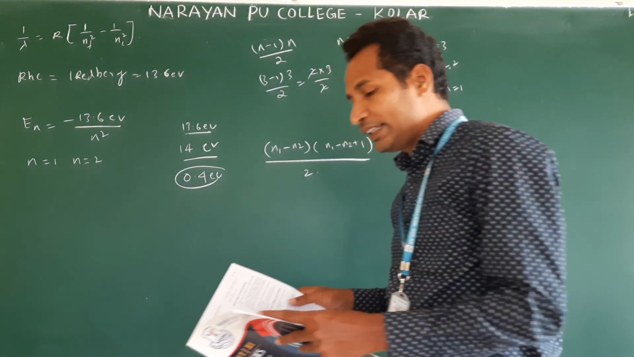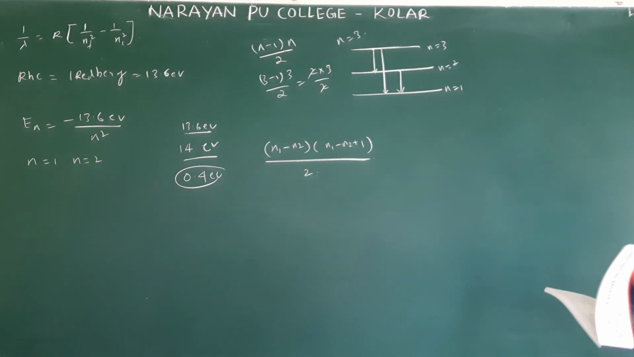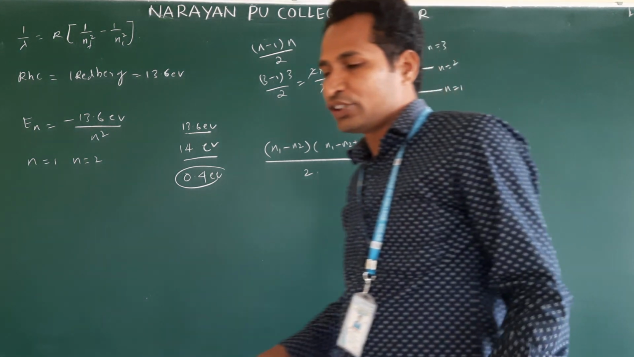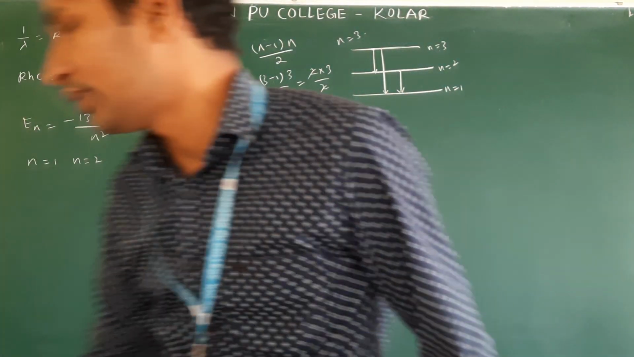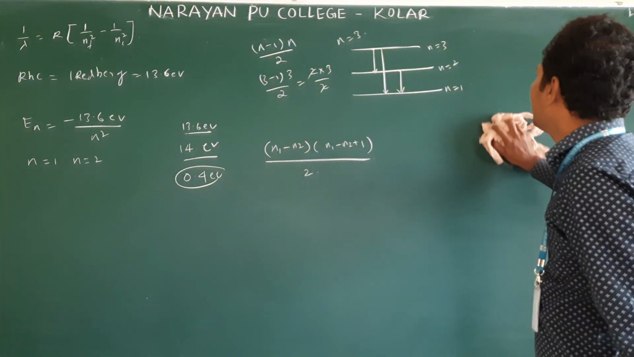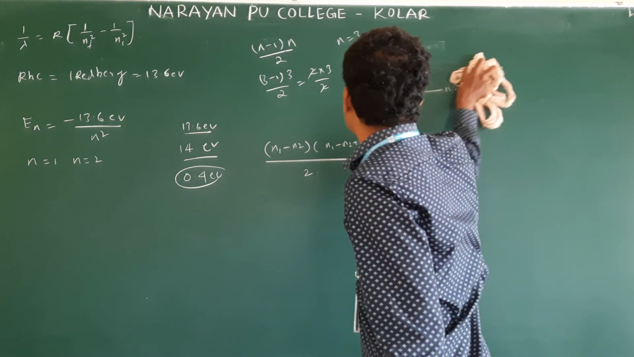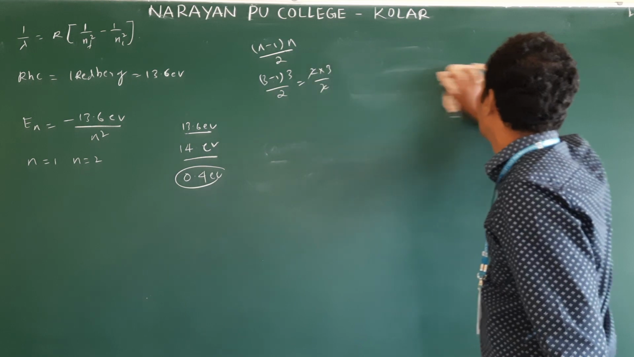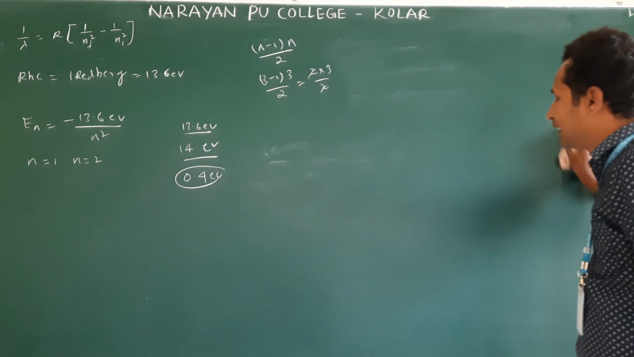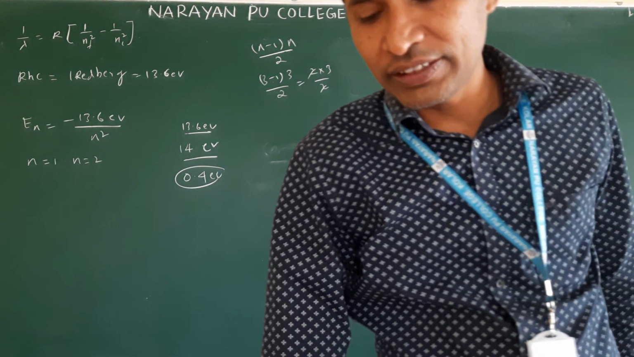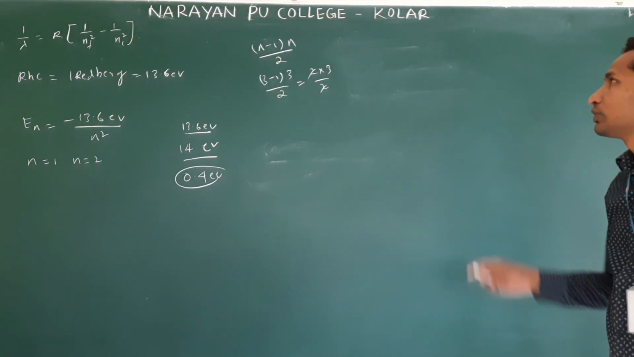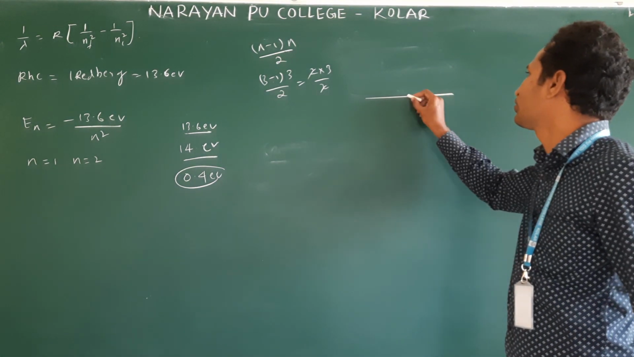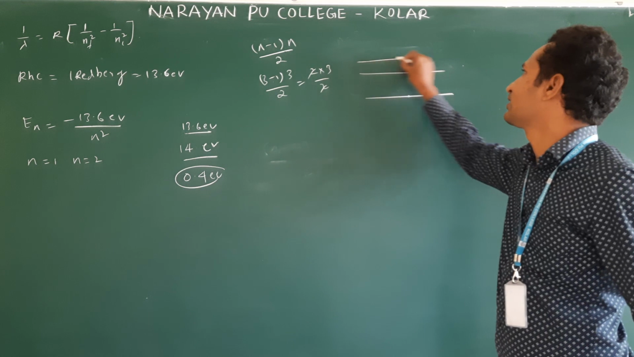Clear? And what did they say? When light is falling on the hydrogen, the ground state electron first absorbs this radiation and is excited. They mentioned excited, but they did not mention which level. So it was in the ground state. These are the excited states.